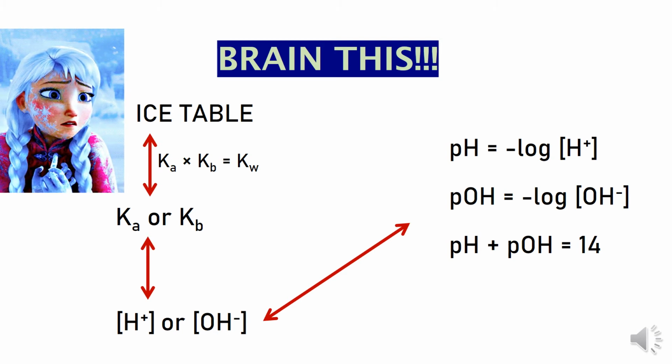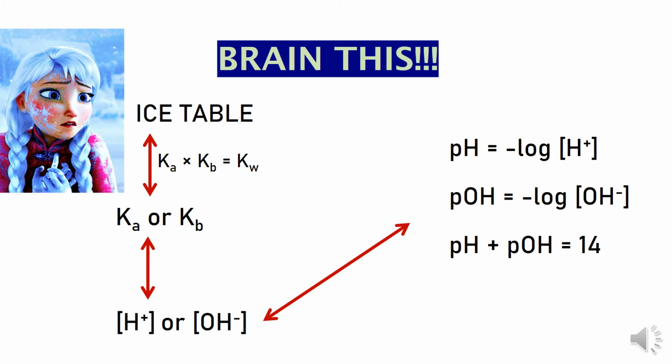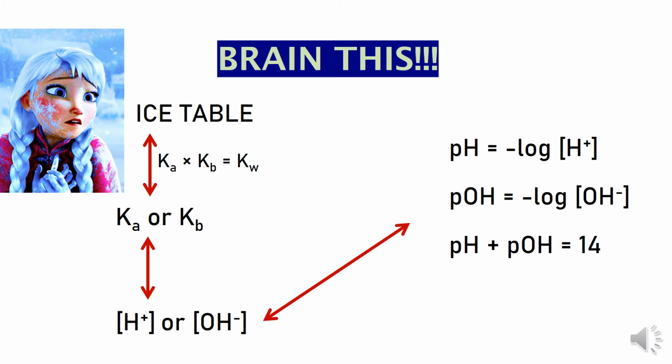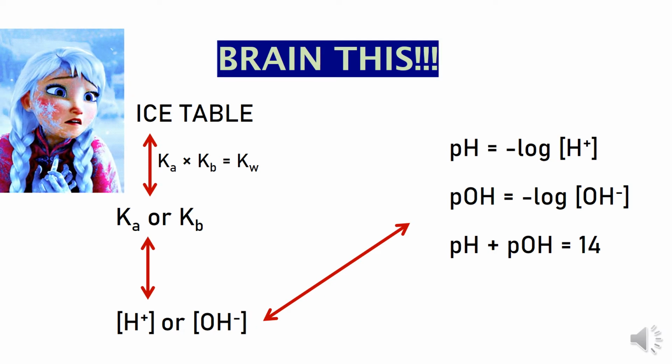Okay, from the ICE table you will get the Ka or Kb. If it is an acidic salt, you will use the Ka. If it is a basic salt, you will use the Kb. The value of the Ka or Kb will be given to you. Alright, from the Ka and Kb value, you will find the concentration of hydrogen ion or hydroxide ion to find the pH and the pOH.